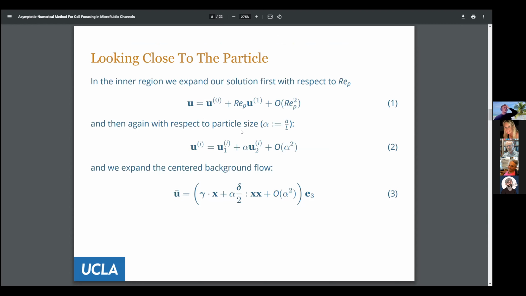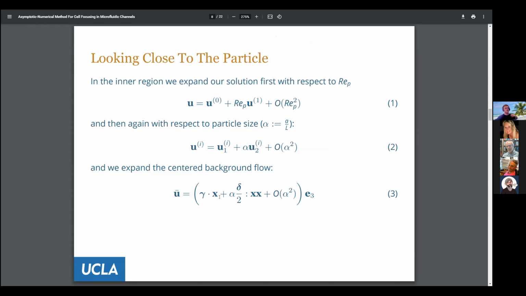Okay, so we're looking close to the particle. We expand it in two different ways, actually. First, with respect to the Reynolds particle number, and second, with respect to particle size. Alpha here is the dimensionless ratio between particle size and channel size.